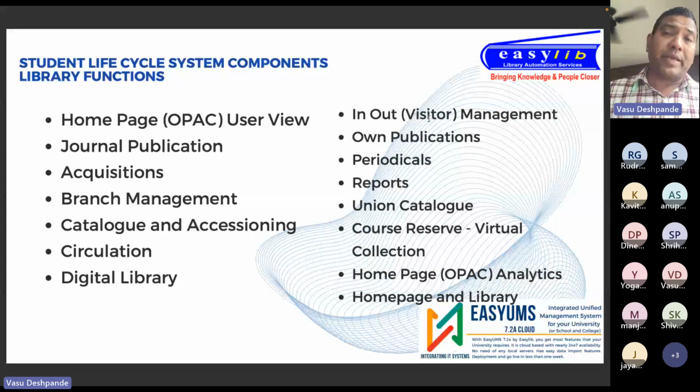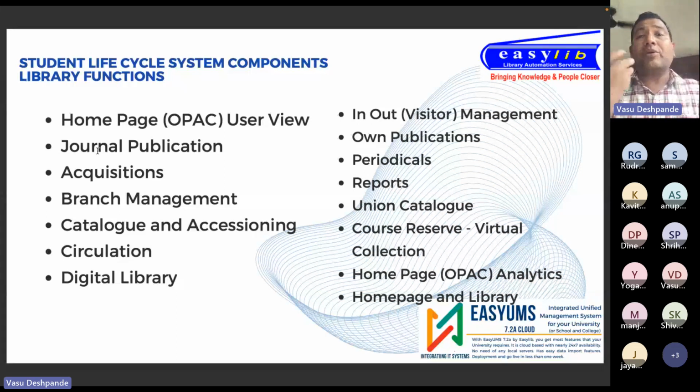Are you tracking your own publications? And why don't you come up with your own journal publication? One of the reasons why the Indian Institute of Science Bangalore or IIT Madras are at the top of the ranking in India is that they publish a lot of material. So why don't you yourself come up with journals? EasyLib has a beautiful feature where journal publication is allowed. Then periodicals, reports, union catalog to connect multiple libraries, course reserve, virtual connection, the ability to analyze your library usage data, the ability to customize your homepage and so on.